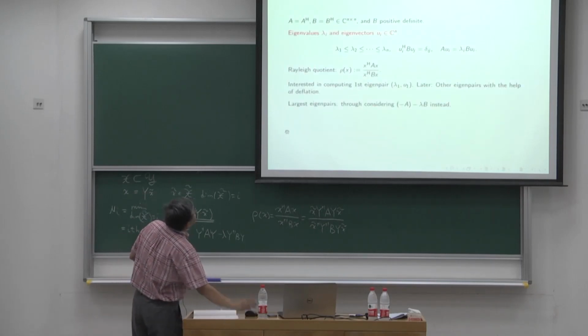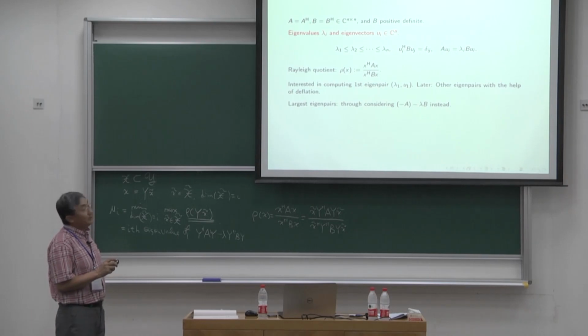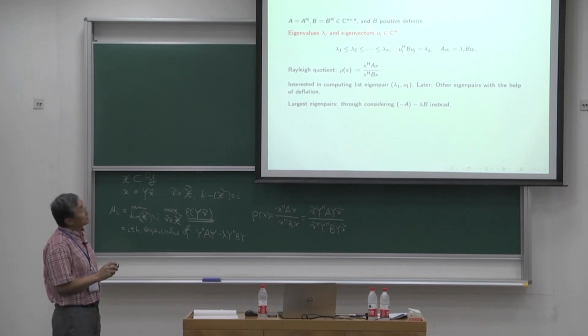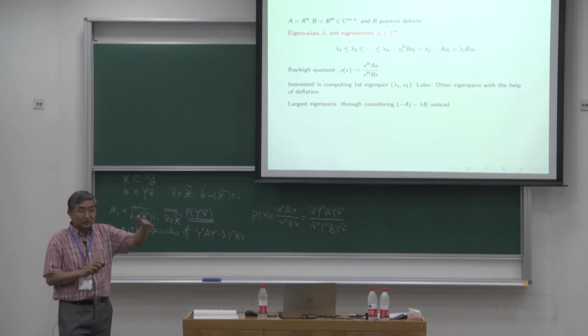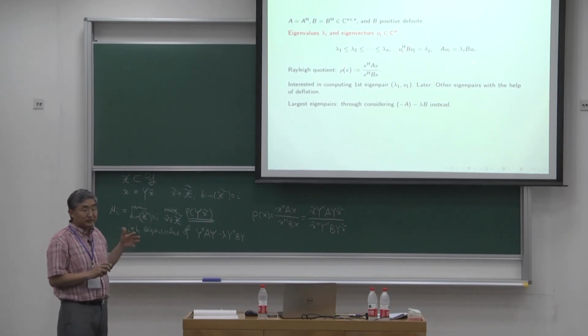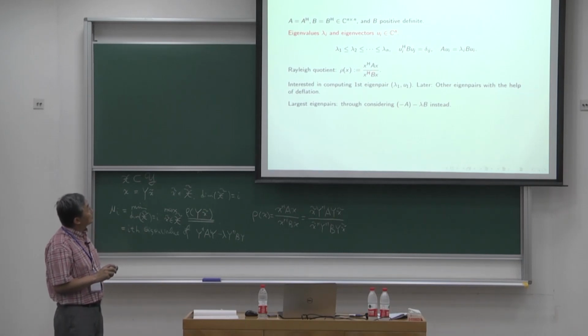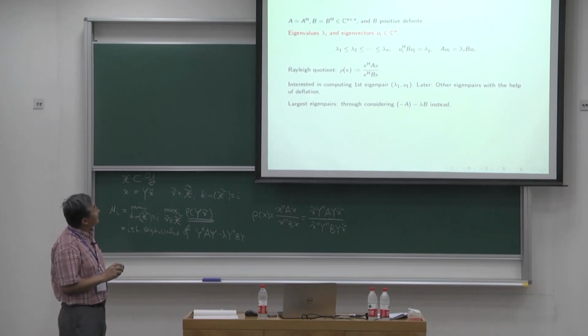All right, so we're looking at this problem, Ax = λBx. B is positive definite, and so the eigenvalues are real. We order them on the real line in increasing order. The eigenvectors are B-orthogonal, so there's a complete set of B-orthogonal eigenvectors. This is the Rayleigh quotient we talk about. Let's say we're interested in the first eigenpair.